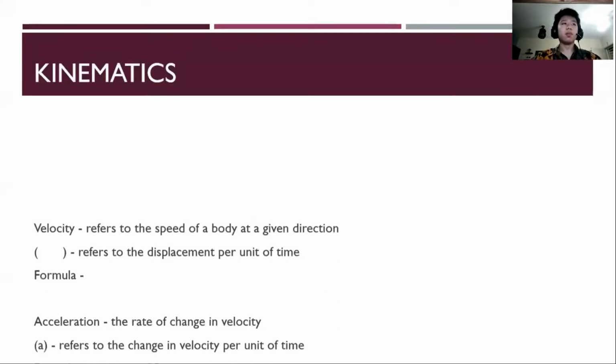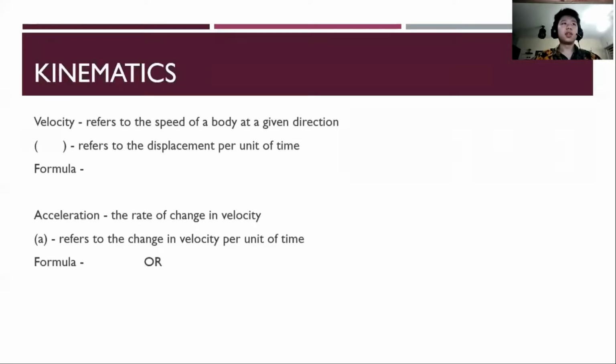Next is velocity. Velocity refers to the speed of a body in a given direction. The symbol that represents this is also v, but there's an arrow mark above it because it explains the direction it is going. It refers to displacement per unit of time. The formula is v equals s over t as well.